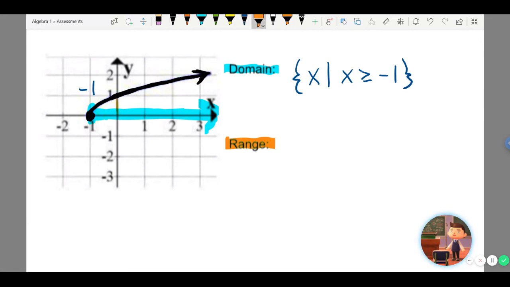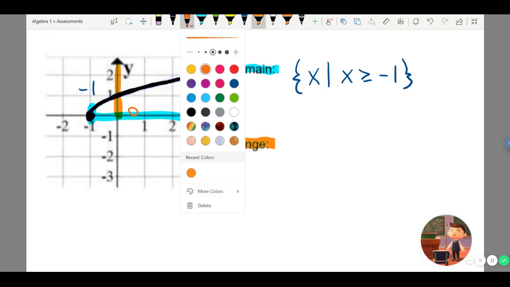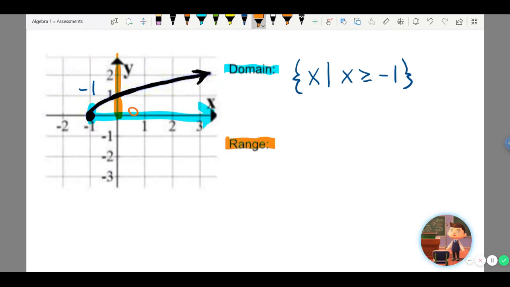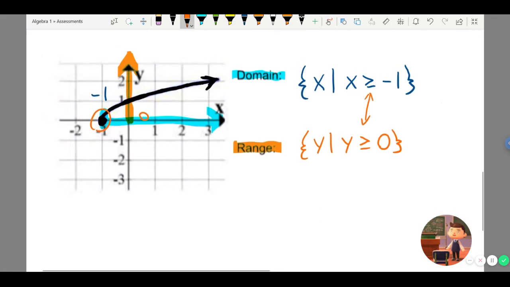And very similar, my lowest y value this time is actually at 0. So it starts at 0. The arrow on this graph tells me that my range will continue on forever in that direction. So I know that we're looking for the set of all y values such that y is greater than or equal to 0. Okay, by the way, we use these symbols both times because we have a closed circle on the end.